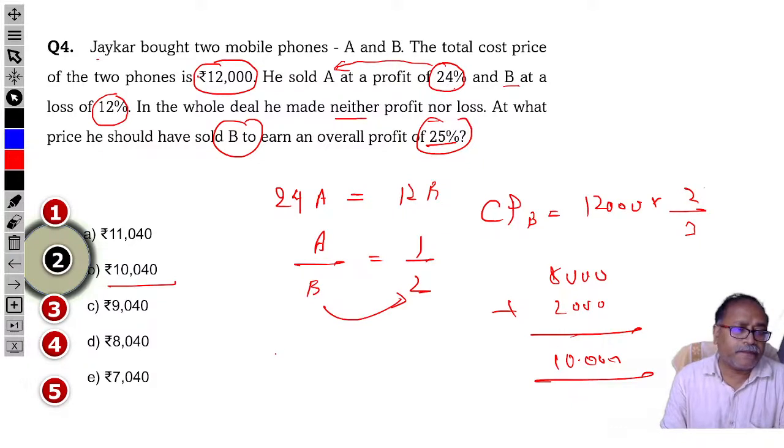Option B. What, Aman? Where did I miss here? 24% of A is equal to 12% of B. So A by B is 1/3. So 12,000 is there, so 2/3. So this 4, 2 is 8. And 25% of 8, half, 10,000 should be the answer. What do you say, my friends? I am getting the answer 10,000.